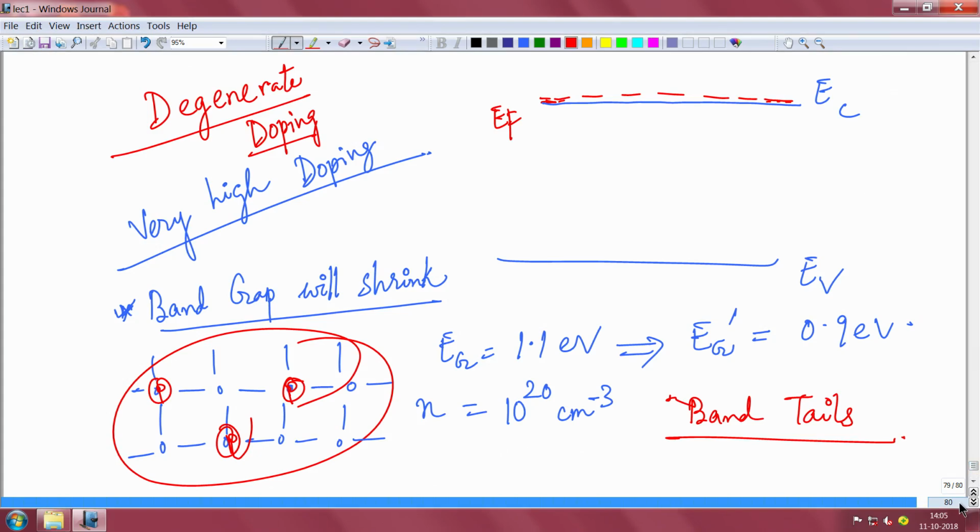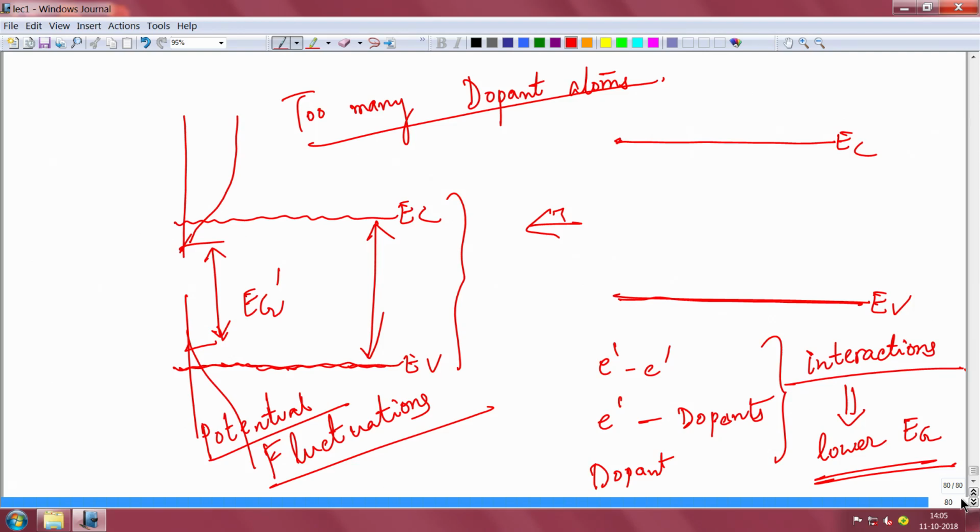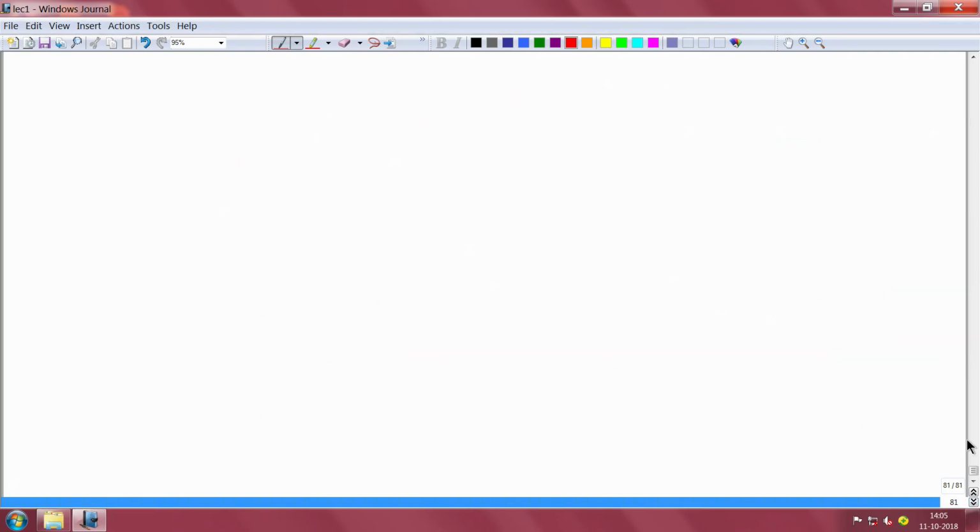I told you the Fermi level can actually go above the conduction band. It's very much possible. It's degenerate doping, extremely high doping. Such highly doped materials are typically not used in many devices, but there will be some devices where you have to dope very high. So it's important to know that.